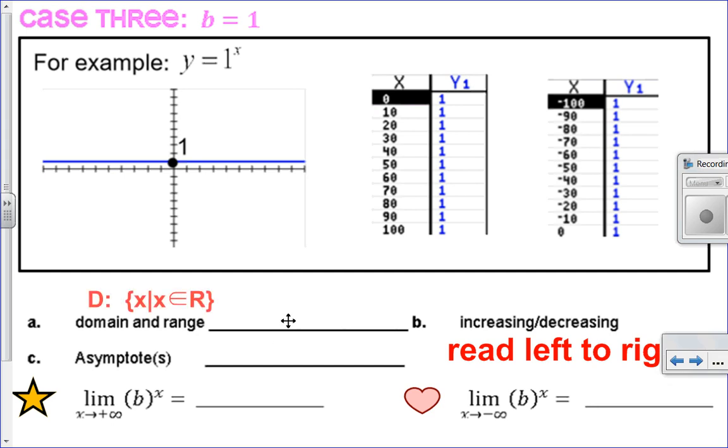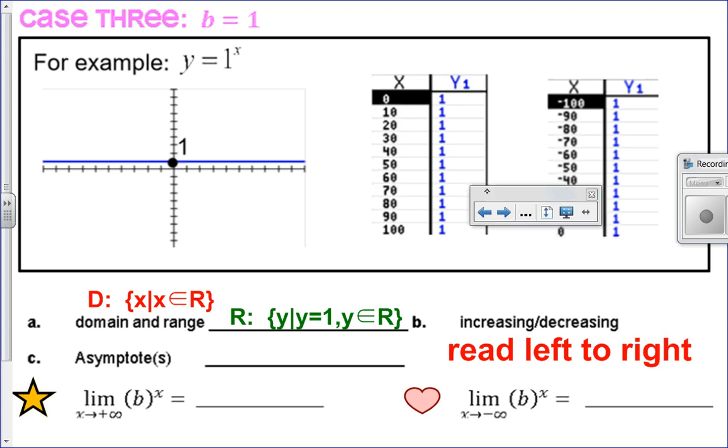X is an element of the reals, but the range is that y is always equal to 1. Now let's read this graph from left to right, and you can see reading the graph from left to right, it is neither increasing nor decreasing. It is neither. Okay, there are no asymptotes because the value of y is always just 1.